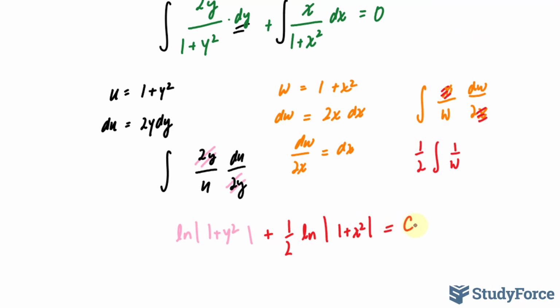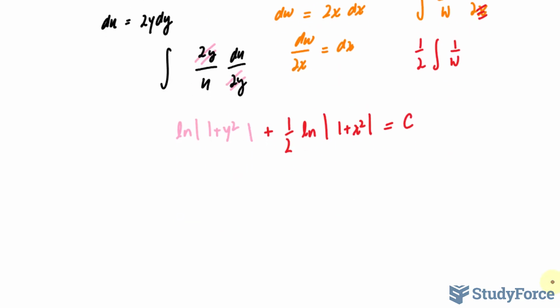our constant. Next, what I'll do to simplify this current expression is I'll drop the absolute value signs, since this and this can never be negative anyway. So there's really no point to leaving those absolutes. So let me show you what I mean. We end up with ln bracket 1 plus y to the power of 2 plus 1 over 2 ln 1 plus x to the power of 2 is equal to c.